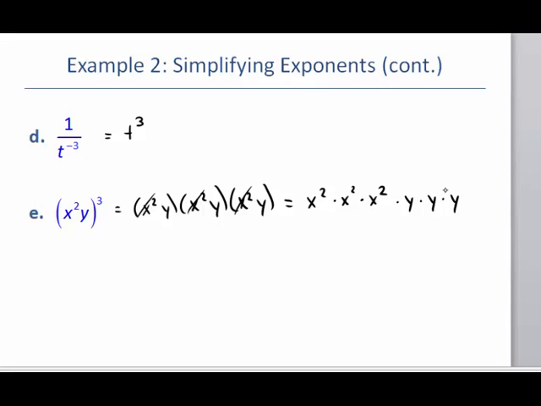So how many x's do we have all together? Well, remember that x squared is just x times x. And this x squared would be x times x. And this x squared would be x times x. So we have 1, 2, 3, 4, 5, 6 x's. And how many y's do we have? We have 3. And so our final answer will look like x to the 6th, y to the 3rd.